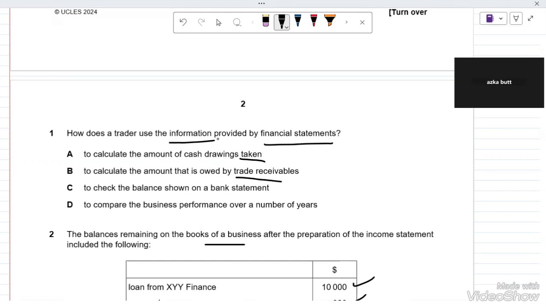Financial statements are not only providing information related to the amount which our trade receivables owe us. Option C, to check the balance shown on the bank statement: financial statements do not only give information about bank statements; if we need it, we can see the cash book. Option D, to compare the business performance over a number of years: yes, financial statements give us information related to the performance of the business over the years, and we can compare multiple years of financial statements to see where we stand. So D option is the right option.